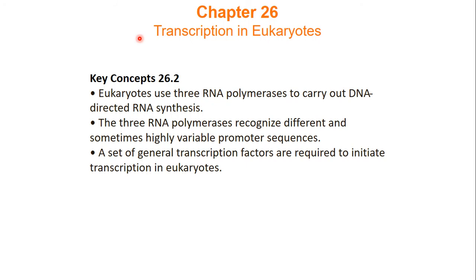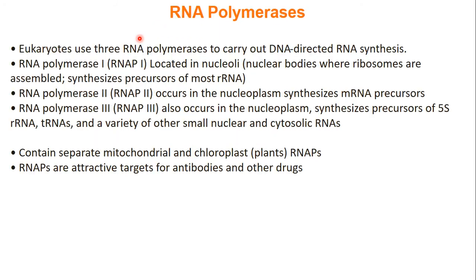In this video, we're going to turn to transcription in eukaryotes now. And we're just going to start by talking about RNA polymerases again. Eukaryotes use three RNA polymerases to carry out DNA-directed synthesis. And we call these RNA polymerase 1, 2, and 3.